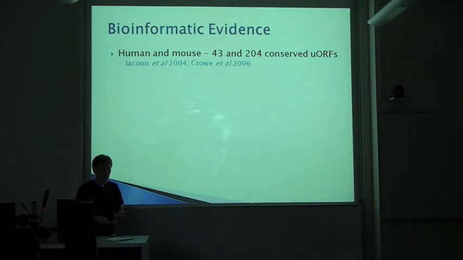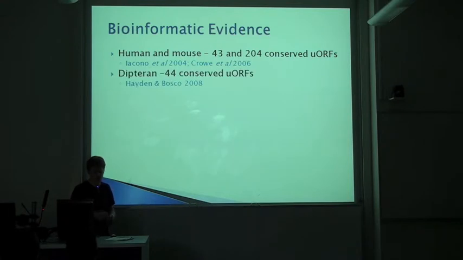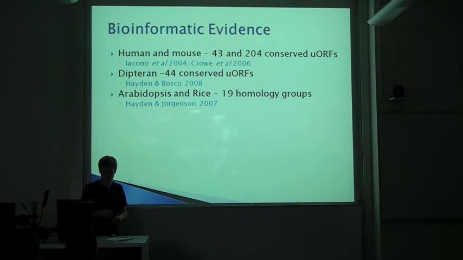higher conservation at the amino acid level, bias towards synonymous mutations, and about a third of the UOFs had optimal context for translation. The differences between these two papers can be attributed to the methodologies they used. UOFs have also been identified in Drosophila and other dipteran species, where you've got 44 conserved upstream open reading frames, which are under mild to strong purifying selection and average about 70 amino acids in length.